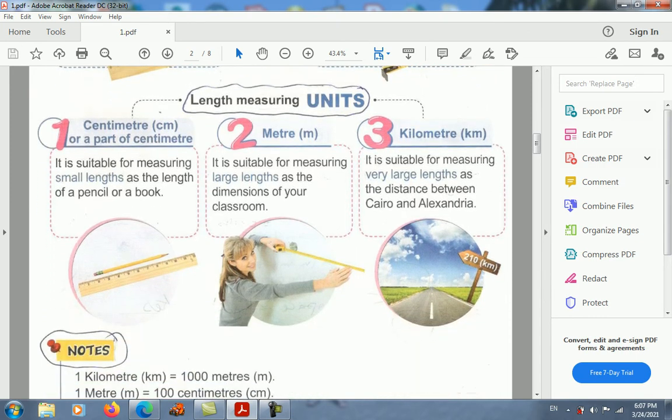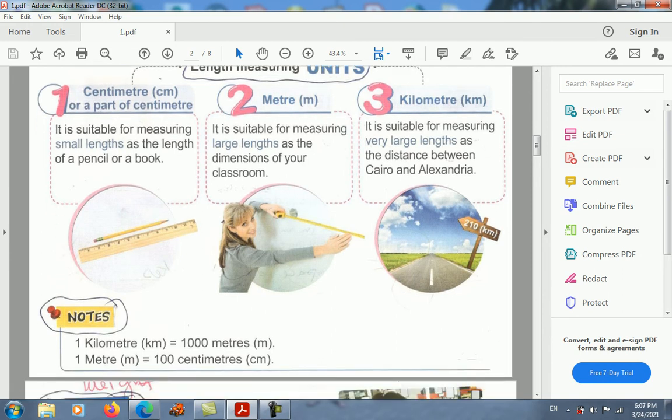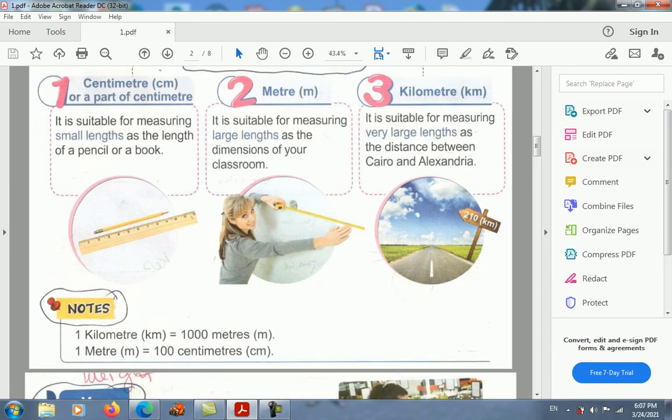So what about the length measuring units? Length measuring units are divided into three parts. Number one, centimeter or cm, or a part of a centimeter. It's suitable for measuring small lengths as the length of a pencil or a book. Number two, meter or m. It's suitable for measuring large lengths as the dimensions of your classroom. Number three, kilometer or km. It's suitable for measuring very large lengths as the distance between Cairo and Alexandria.